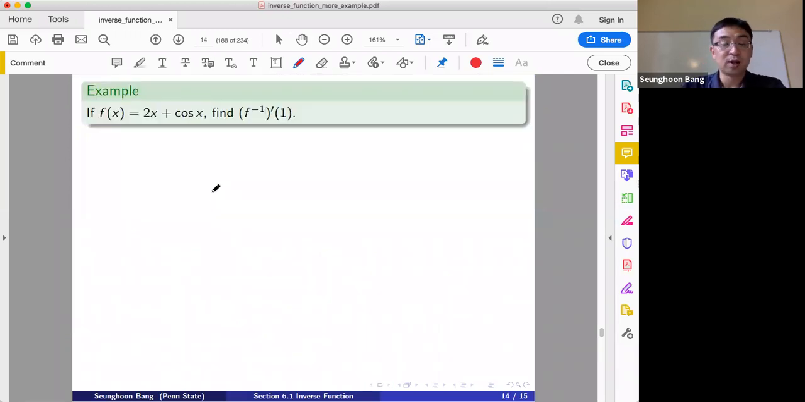The first one: f of x equals 2x plus cosine of x. Is it one-to-one or not? Could you write your answer on the chatting board, please? Is 2x plus cosine of x one-to-one or not? What do you think? What is your answer?